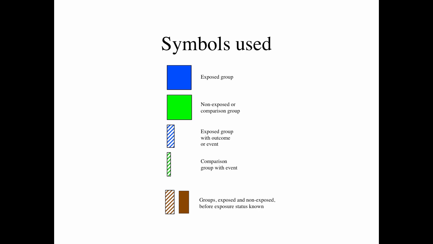Just to simplify things, we're going to use some symbols. Blue will be for the exposed group and green for the comparison group. Hatched boxes will show those who have had the outcome that we're interested in. And as far as my ability is possible, the size of the box will reflect how big the groups are.